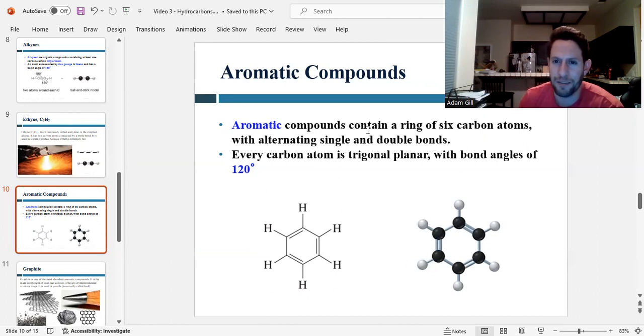So aromatic compounds have a ring of 6 carbons with alternating single and double bonds. Each carbon has 3 groups attached, and so it's trigonal planar with bond angles of 120 degrees. So this is flat, 2-dimensional, like a hockey puck, just totally flat, planar.